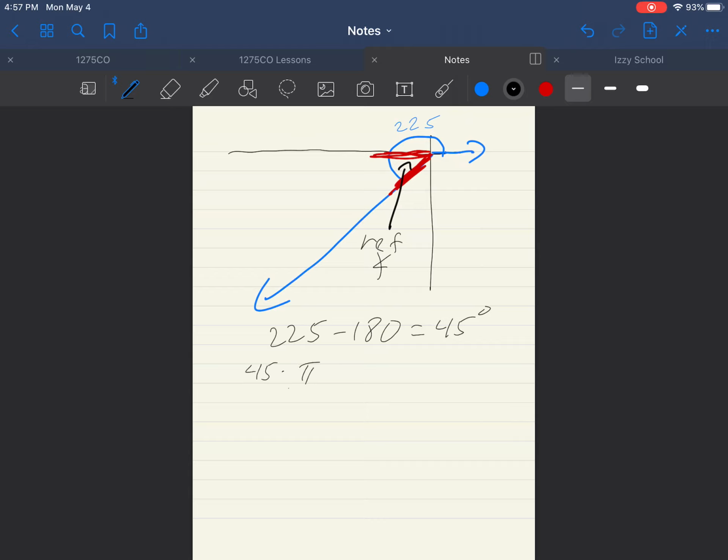In radians, that would be dividing 45 by 45 to get 1, dividing 180 by 45 to get 4. That would be a radian equivalent of pi over 4 radians. All right, so this is our reference angle.